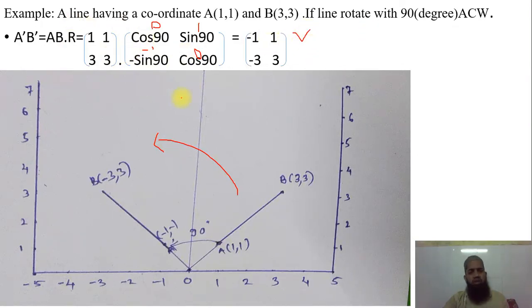This is very simple. You have already studied multiplication, difference and addition of matrices, 2 by 2 and 3 by 3 also. So you have to be aware of and remember these basic things so that it is easy to multiply here, and you will get the final value. So this is called the rotation.